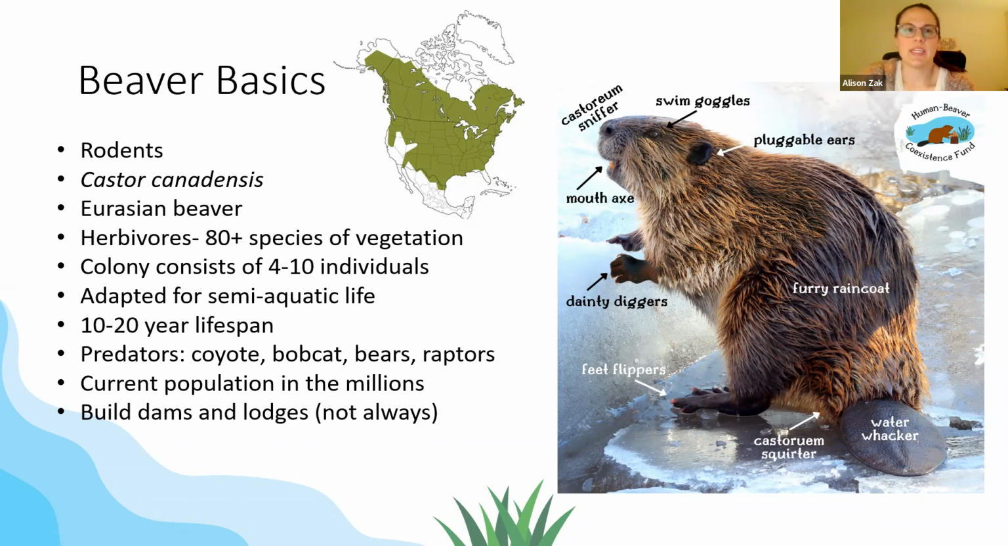Their Latin name is Castor canadensis, and there is another species in Europe and Asia called Castor fiber, the Eurasian beavers, very similar to our North American beavers, with just a few key differences. You can see on the map here that beavers are distributed over most of the North American continent. They are herbivores, so they eat lots of different types of vegetation.